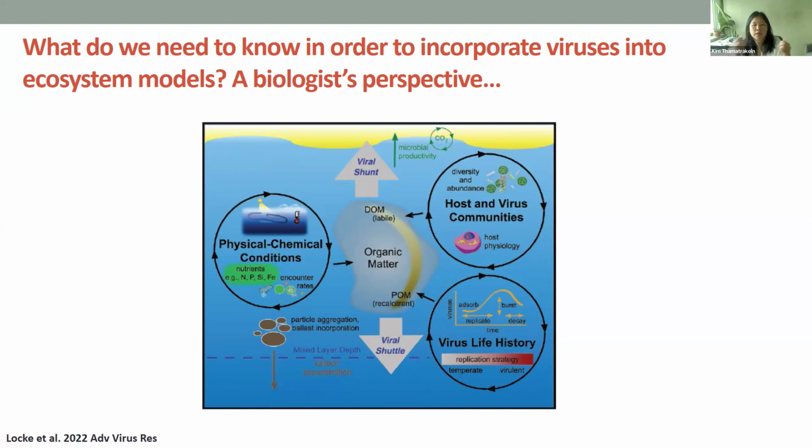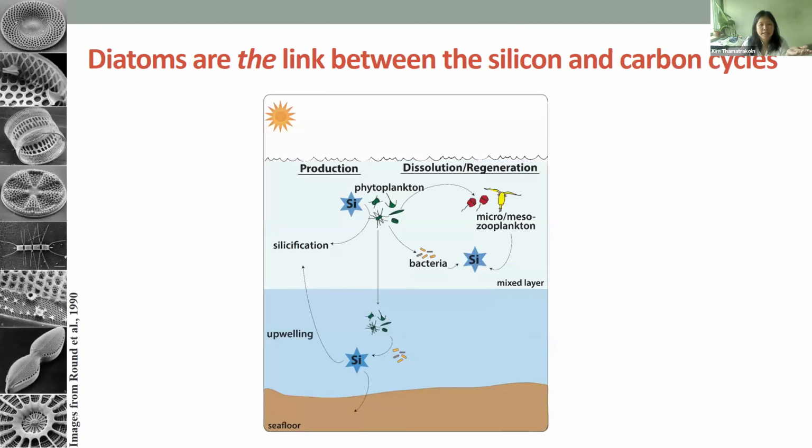And I think knowing where the carbon is going and what viruses are doing in terms of that carbon flow is really critical if we want to understand the role of viruses on the ecosystem level. So I'm going to use the backdrop of diatoms for this talk.